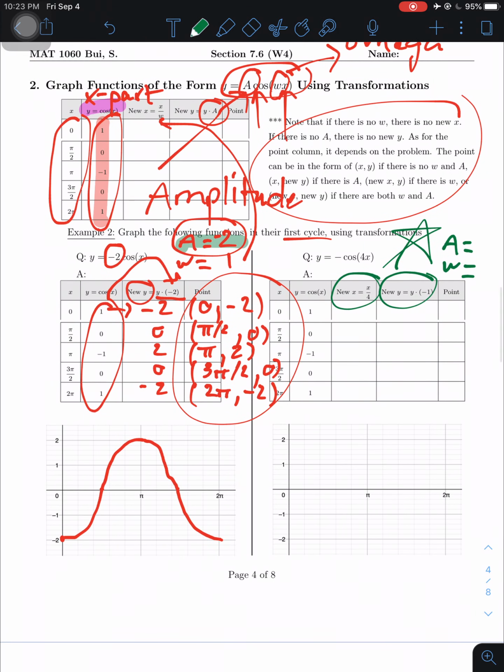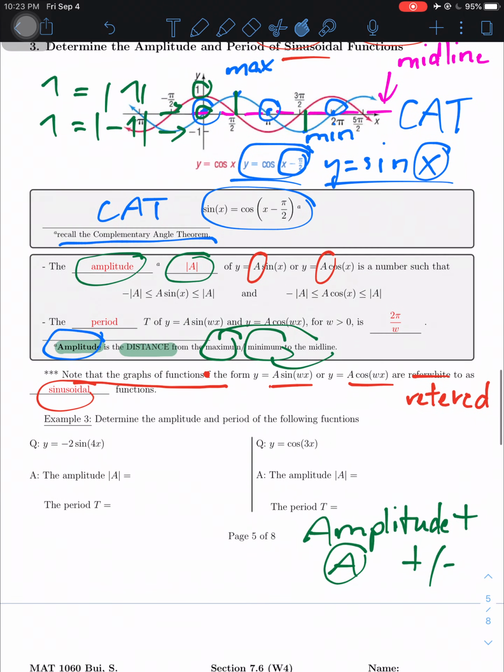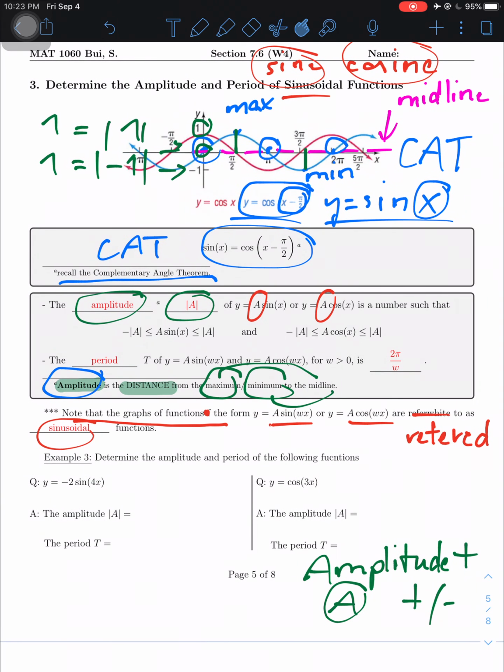For my example, my A in here is -2, but my amplitude is 2. So there's a difference between amplitude and A. Keep in mind that amplitude always has to be positive, but A could be positive or negative, depending on the function that you have, okay?